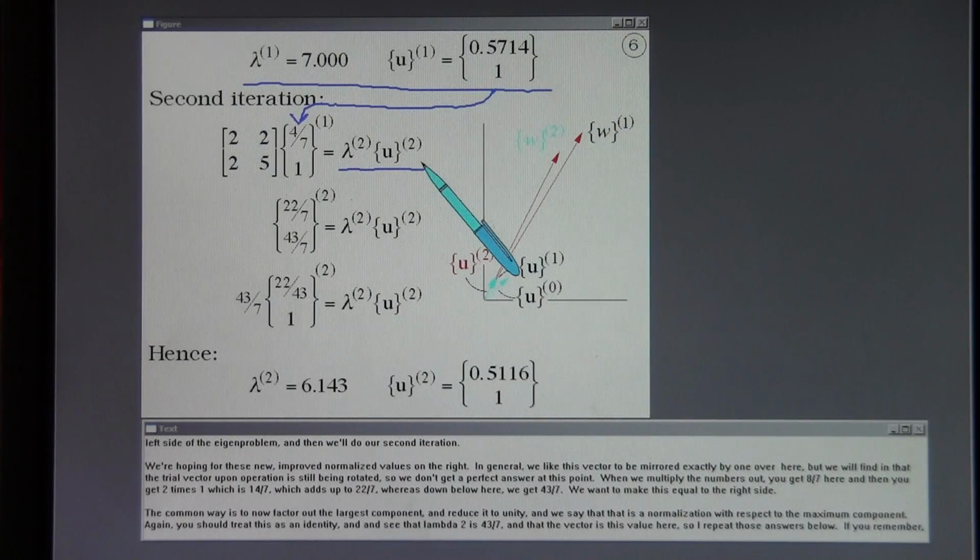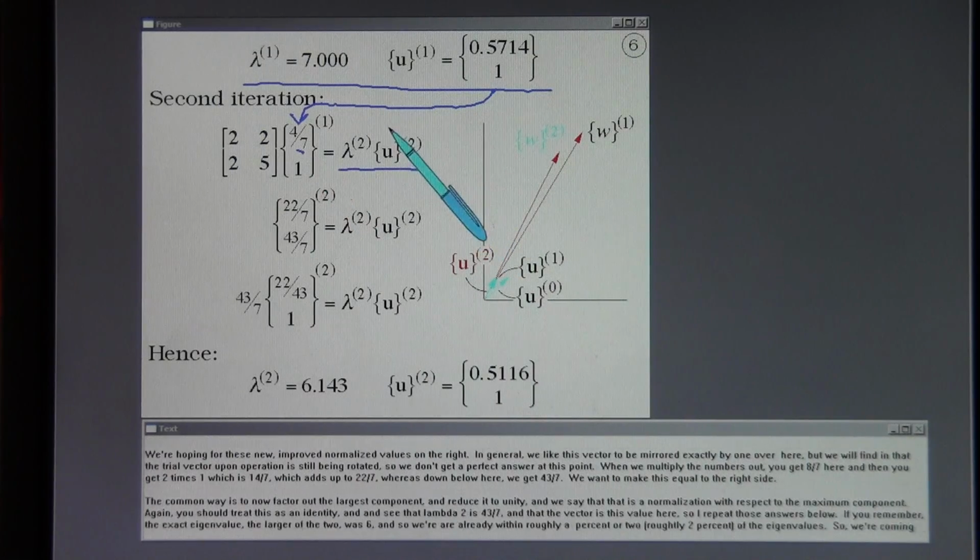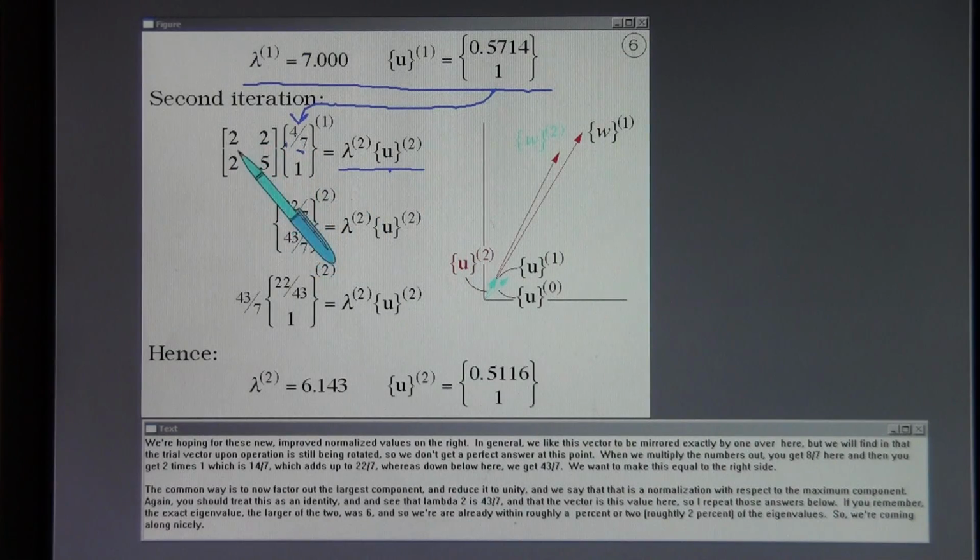In general, you'd like this vector to be mirrored exactly by 1 over here, but we will find, in fact, that the trial vector upon operation is still being rotated, so you don't get a perfect answer at this point. When you multiply the numbers out, you get 8/7 here, and then you get 2 times 1, which is 14/7, adds up to 22/7. Likewise, down below here, we get 43/7.